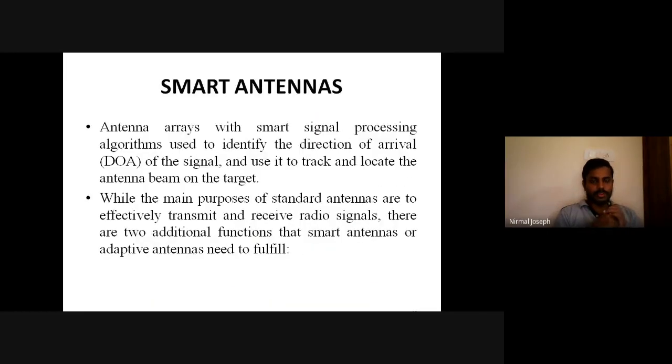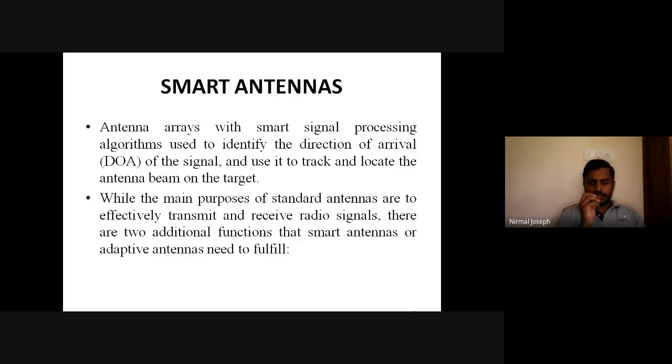Now we are moving on to smart antennas. Okay, so smart antennas are recent developments. Recent means comparatively recent. Antenna arrays with smart signal processing algorithms are used to identify the direction of arrival of the signal. Direction of arrival is abbreviated as DOA, and it is used to track and locate the antenna beam on the target. So these smart antennas have some signal processing algorithm, and with those algorithms, they will identify the direction of arrival of the signal.